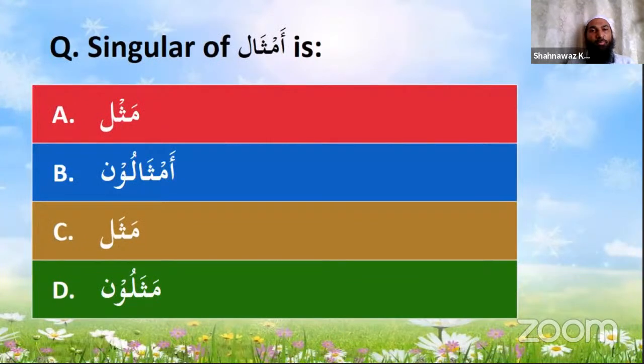Amthal, the singular of amthal is mathalun. Right? So this is a little tricky because here we have a sukoon, mathlun, mathalun. Right? So what is the real word? We have seen it there, but we are used to it in Urdu, so we might get confused. But mashallah, the answer is coming out right.